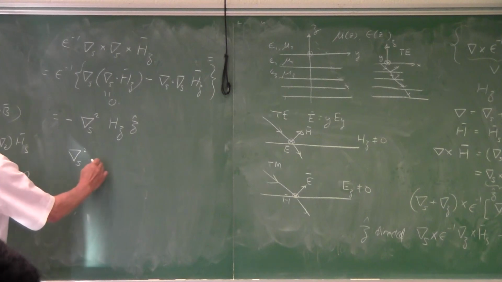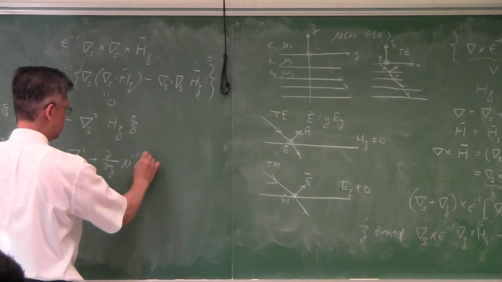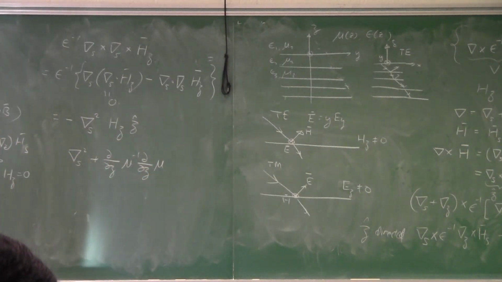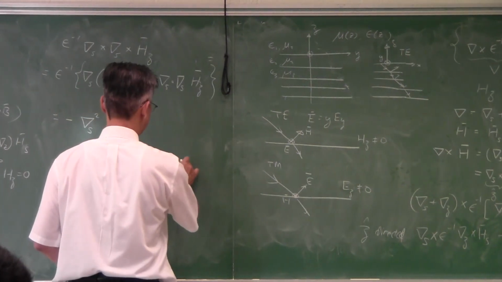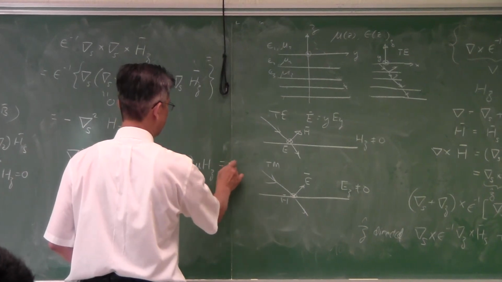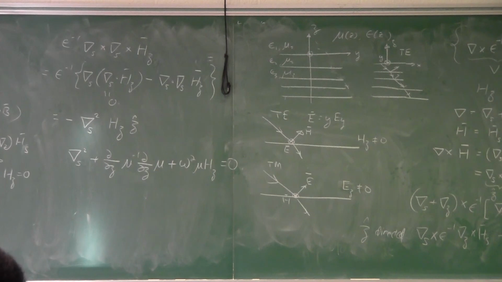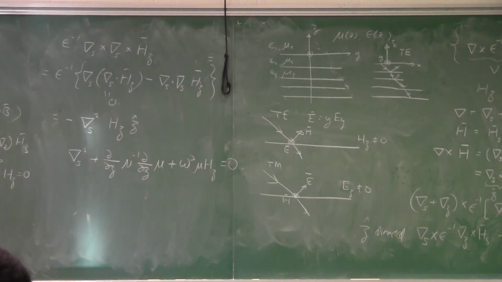Plus this term, mu inverse partial z mu, and then plus omega square mu hz is equal to 0. Collecting this term and plus the two terms I had before. Okay, so this is the equation that I have. Doesn't look right, does it?